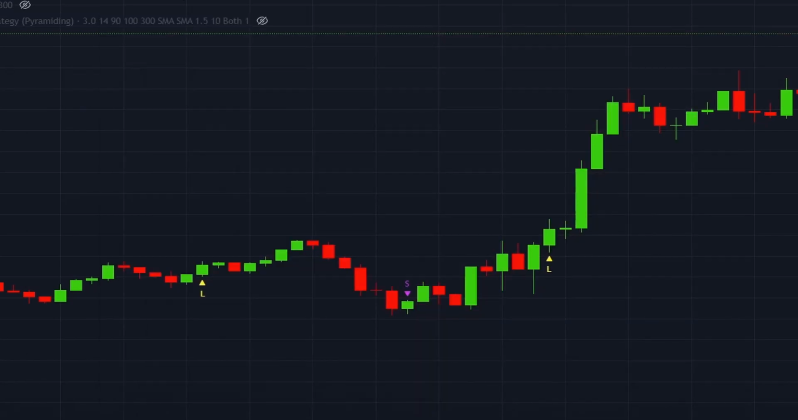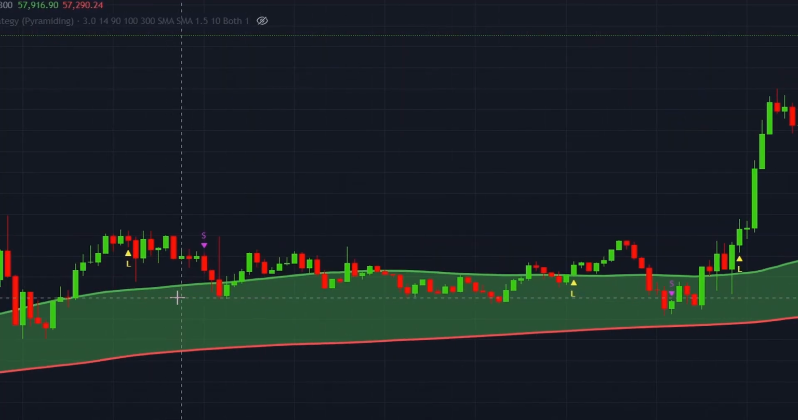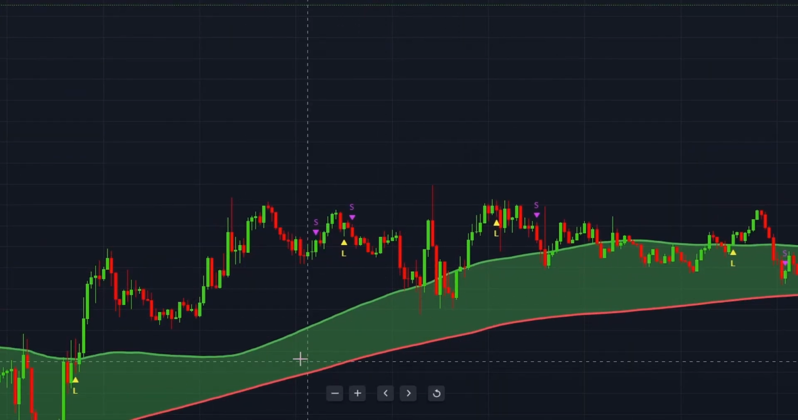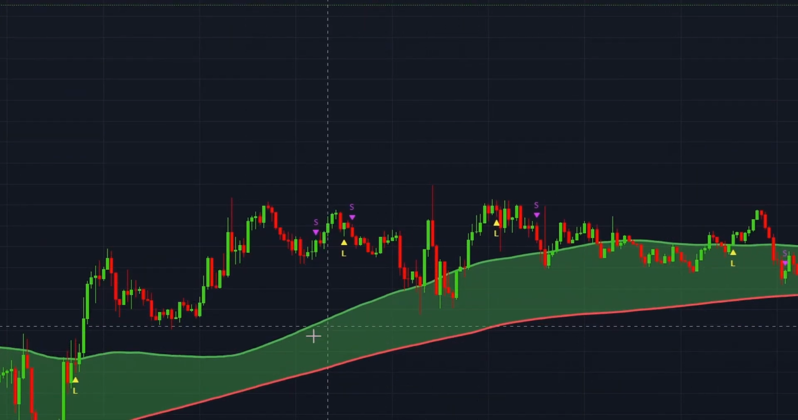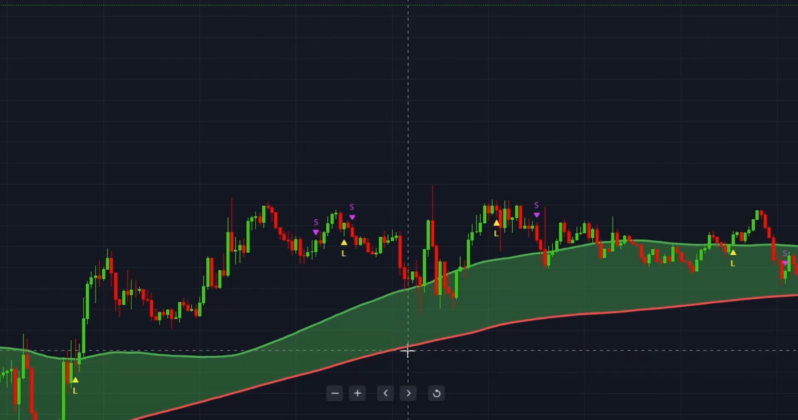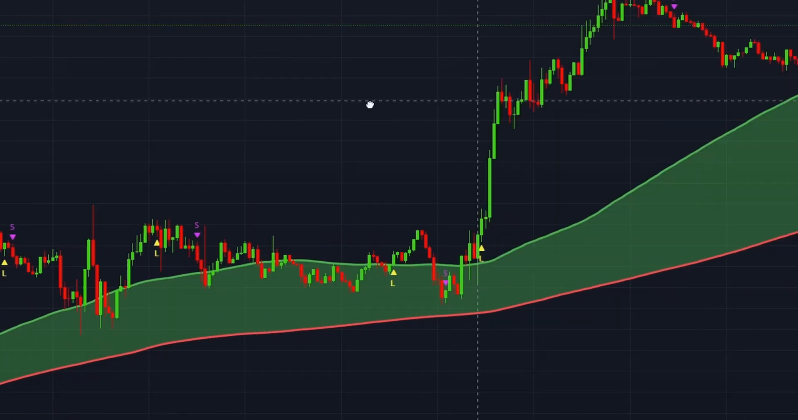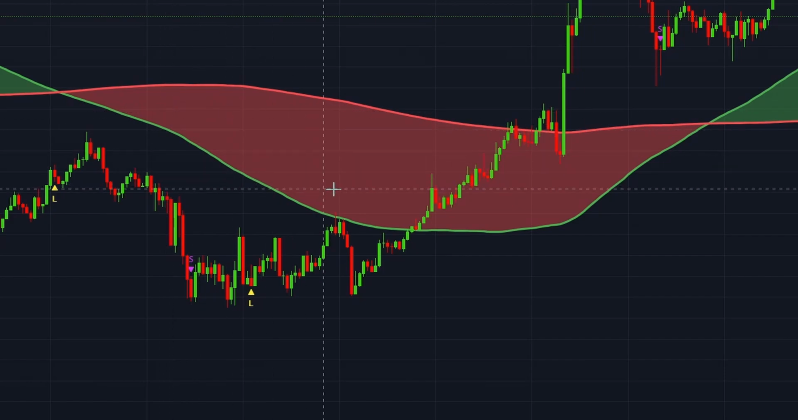The 0 lag indicator will look something like this. It will give you long and short signals colored with yellow or with purple. The best cloud MA will look something like this. It has a faster moving average and a slower moving average. Whenever the faster moving average is above the slow moving one, the cloud will be colored green. And when the opposite occurs, it will be colored red.